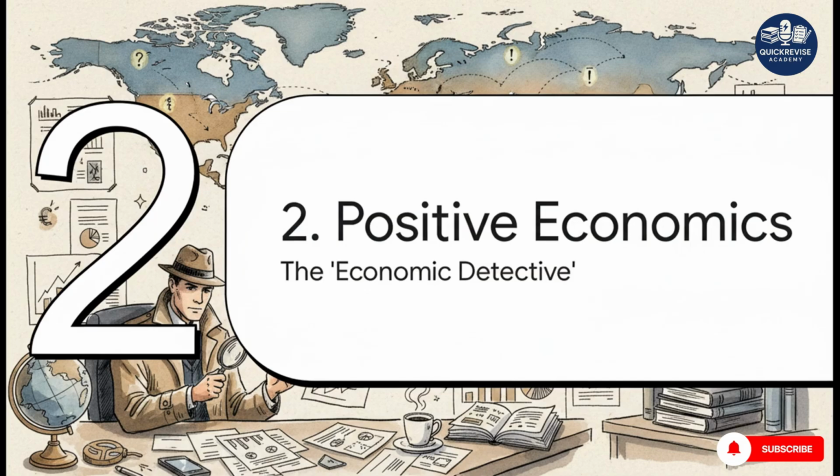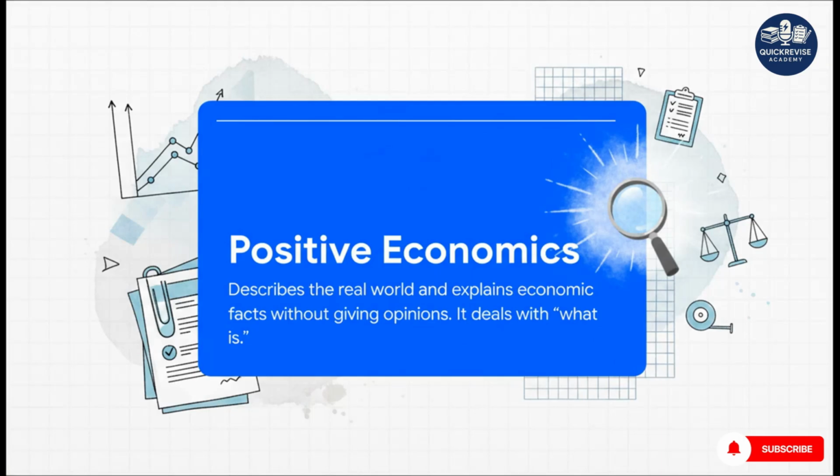First up, let's put on our detective hats. We're stepping into the world of the economic detective. And the job here is pretty simple. Find the facts, follow the evidence, and just describe the economic world exactly as it is. No judgments allowed. And this brings us to the formal definition. Positive economics is all about objective facts and hard data. It's the part of economics that just deals with what is. It doesn't pass judgment, it simply describes and explains what's happening based on the evidence.